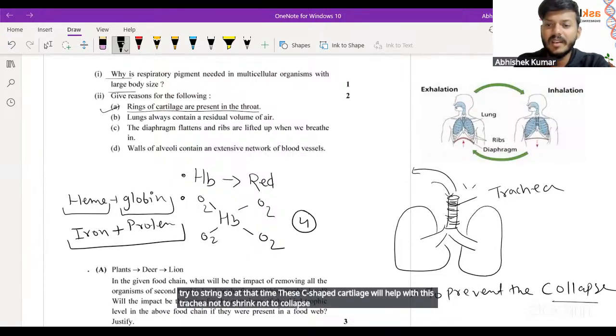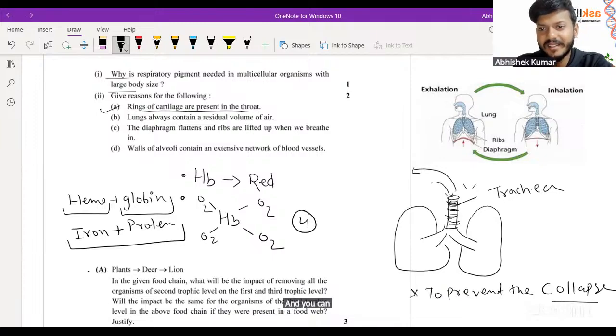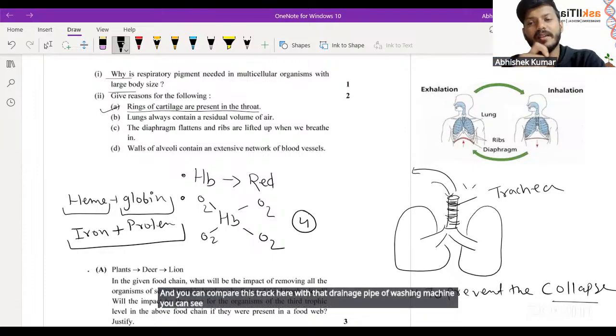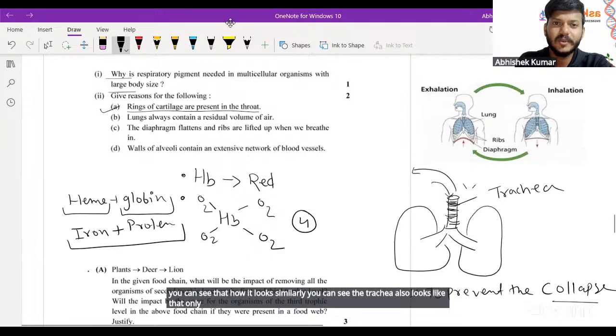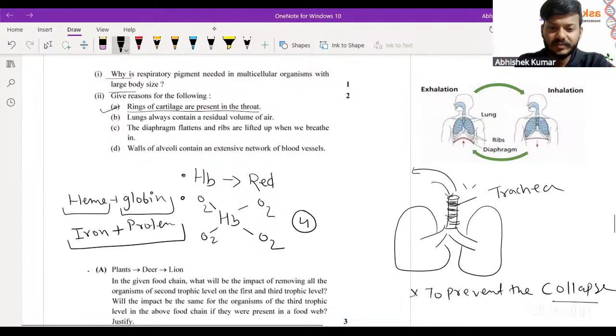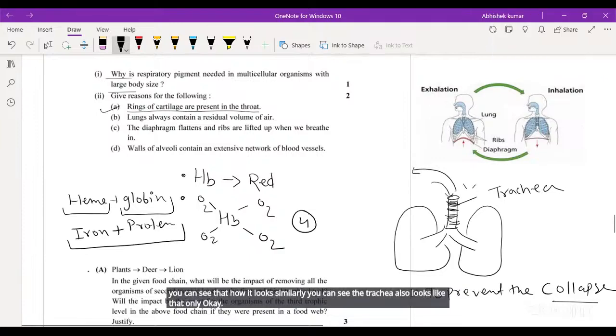Okay, and you can compare this trachea with the drainage pipe of a washing machine. You can see how it looks. Similarly, you can see the trachea also looks like that only.